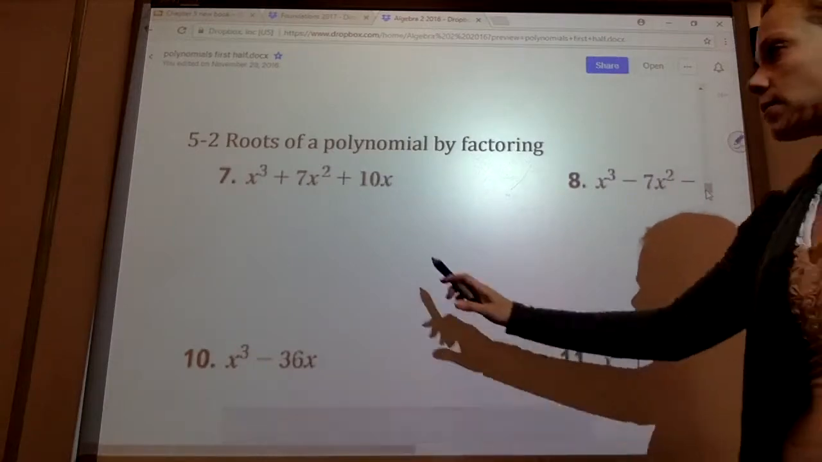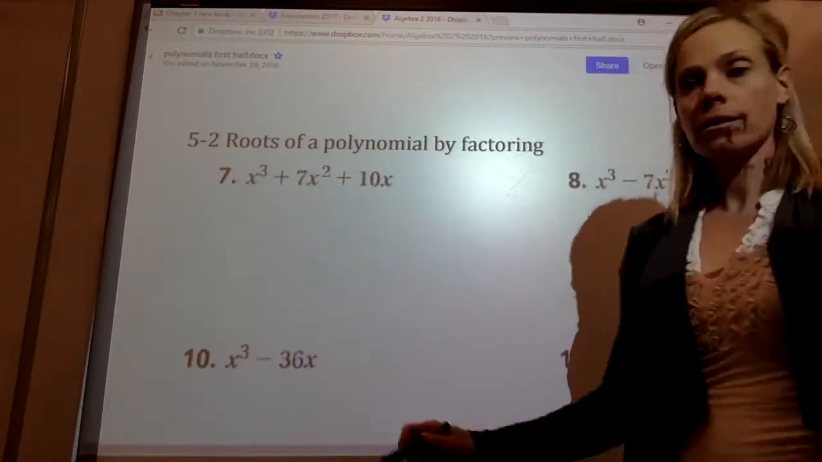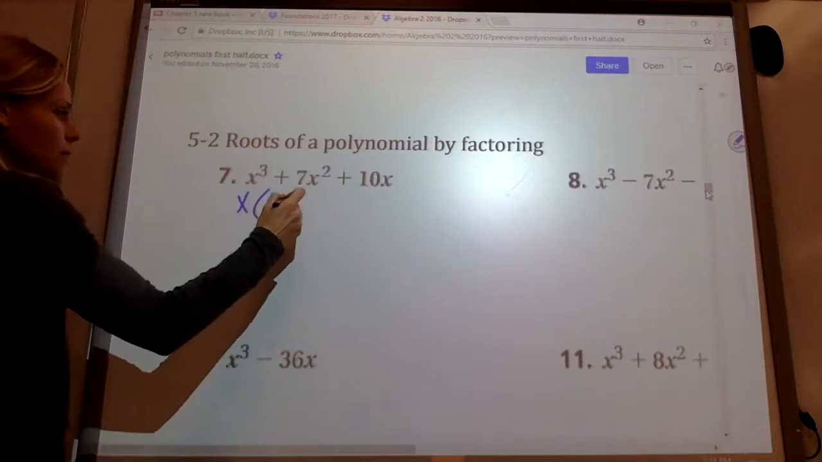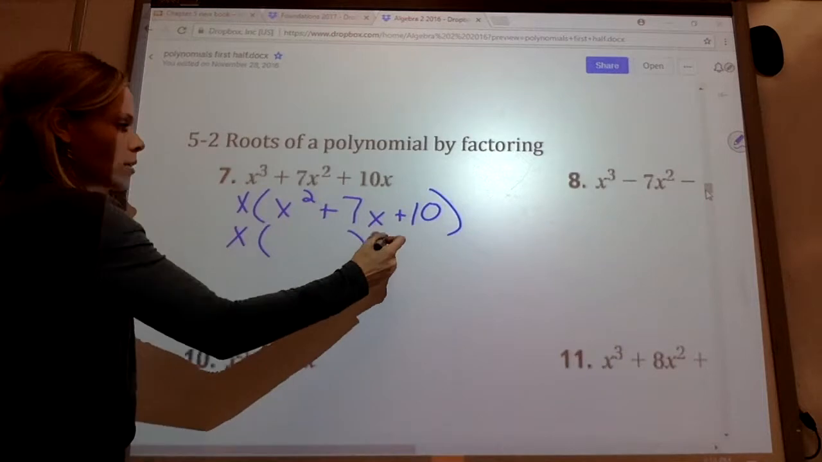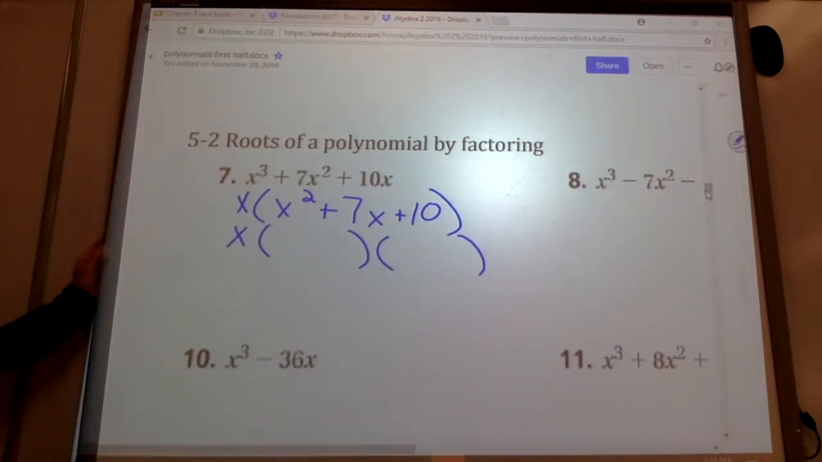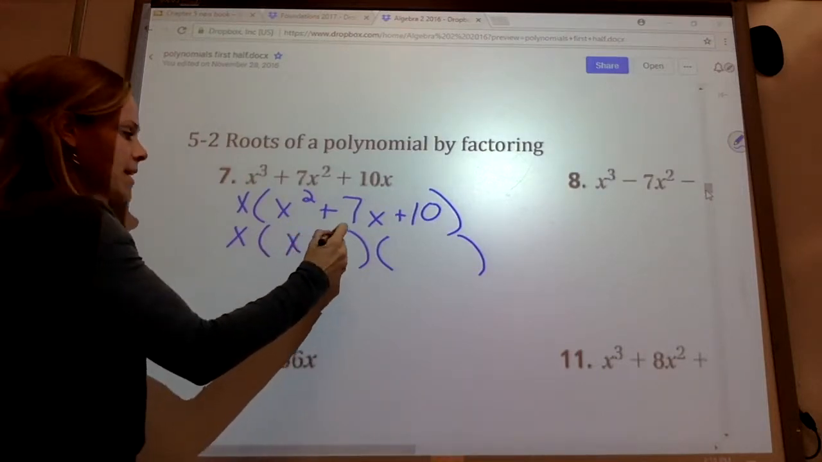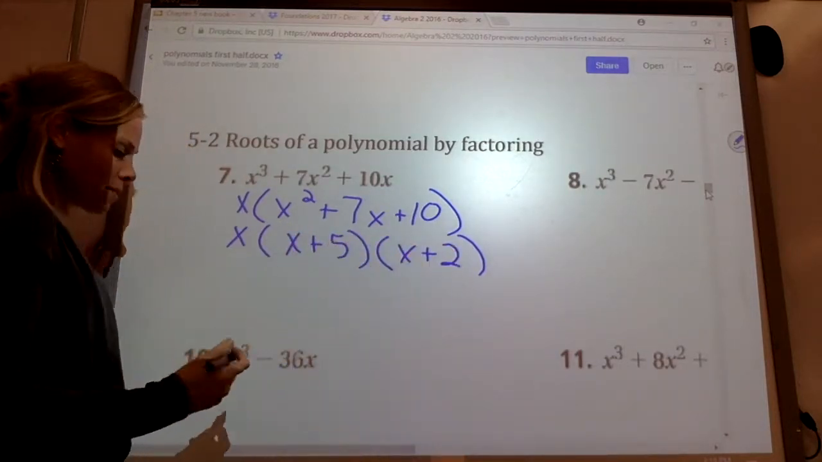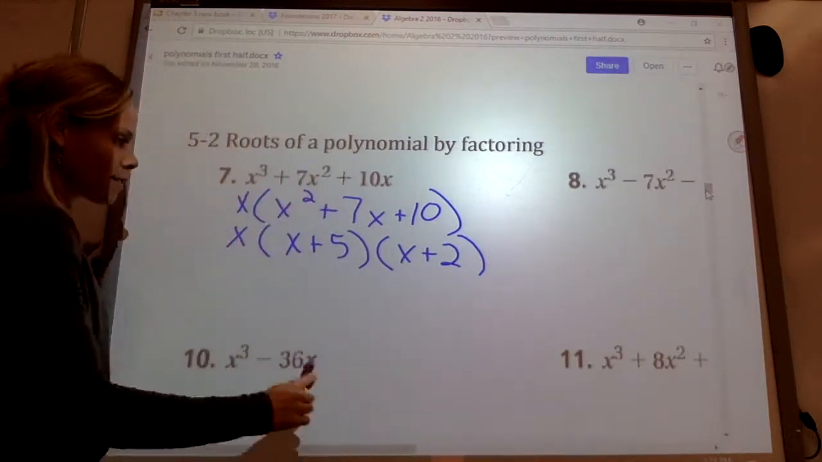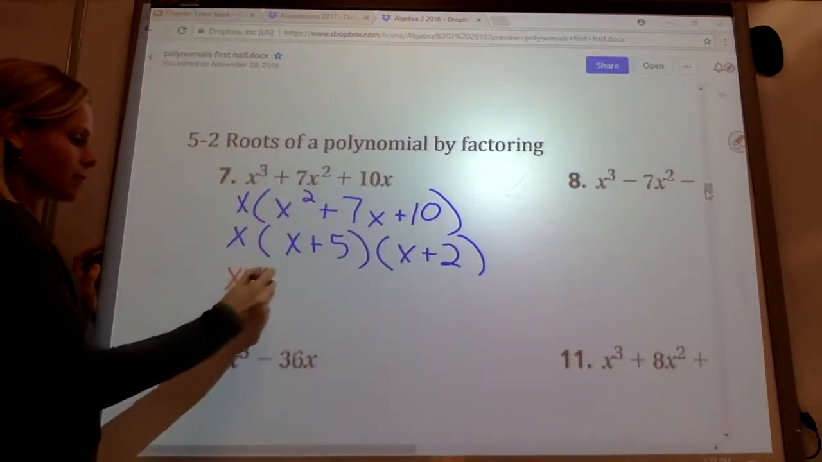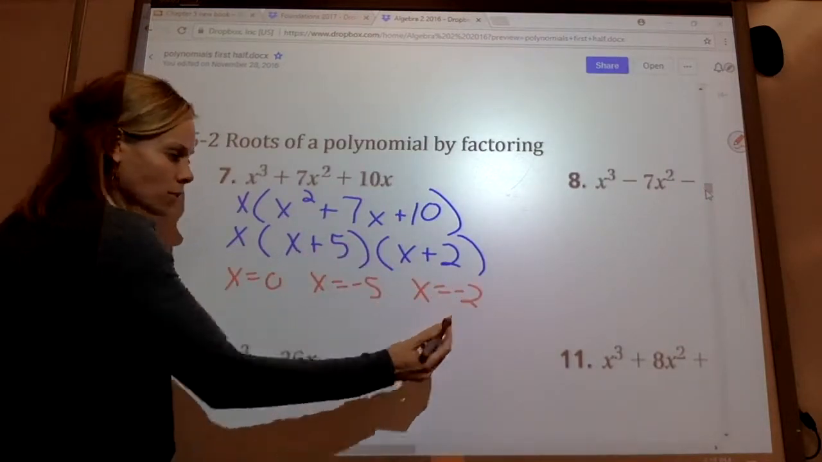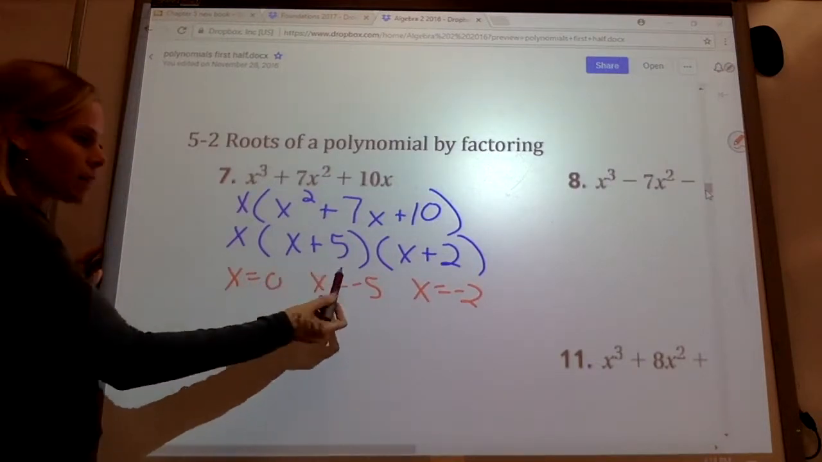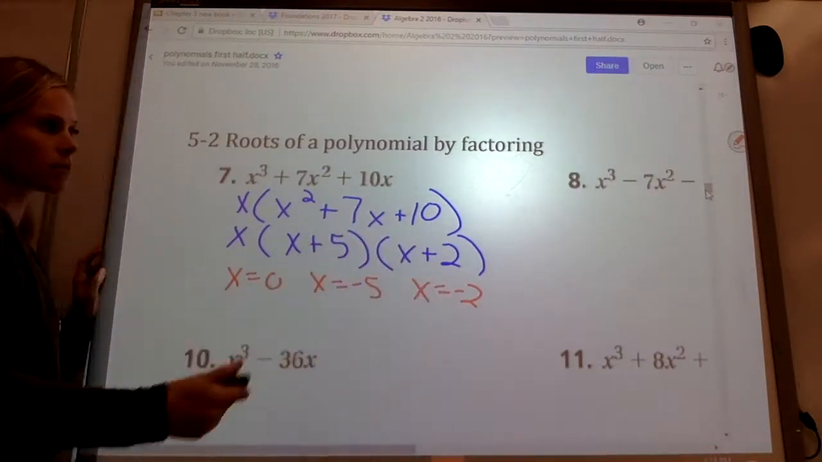What can I factor out of this one? An x, right. So take out an x. What do I multiply equals 10 but add equals 7? 5 and 2. What are my roots? -5 and -2. 0, -5, -2. Right. Because what plus 5 gives me 0? What plus 2 gives me 0? Good.